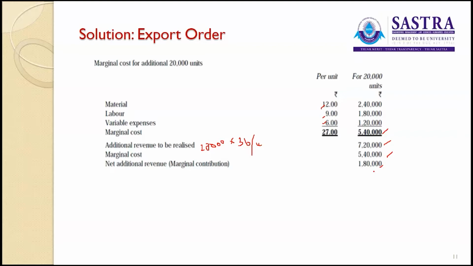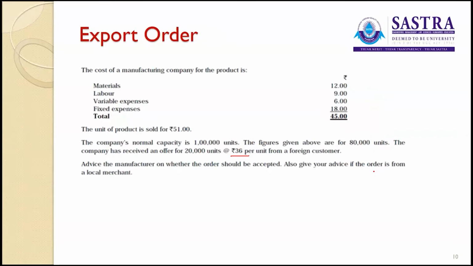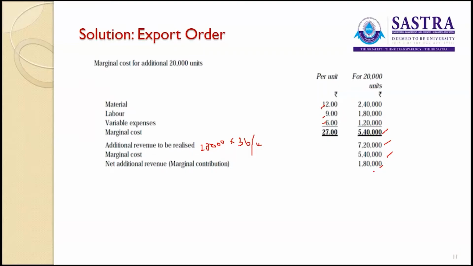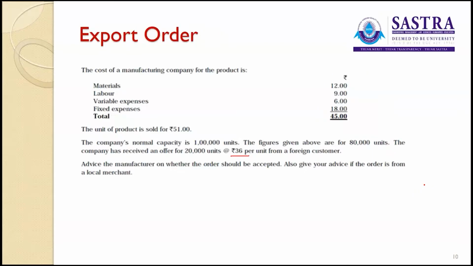Now we are going to decide. We have recommended the export order to be accepted because instead of keeping your idle capacity, we can go for the utilization of your idle capacity, and we can have an export order at a dual pricing. That is one price for your domestic market and another price for your export market. See to it, in the domestic market we have 51 rupees and for the export market we have 36 rupees. So when we have this export order accepted, we have 1,80,000 as your extra revenue. Now we are going to answer the next line.